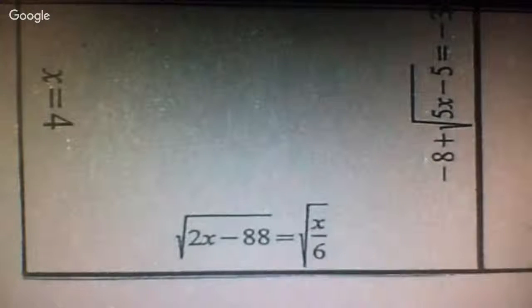Bring the 12x over. Move the x's to the other side. So we're going to subtract 12x. So we get negative 528 equals negative 11x. Last step, divide by negative 11.